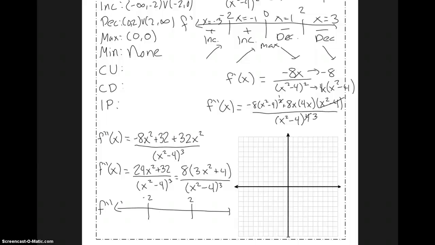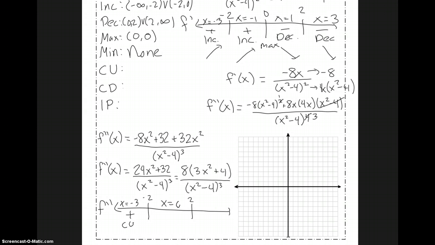So let's try negative 3. Plug in negative 3. Now this time I have x squared minus 4 in my denominator, and I'm cubing that. I'm not raising it to an even power, so that possibly could be a negative or positive number. So I really do have to pay attention as to what the denominator is. But the numerator, 8 times 3x squared plus 4, that's always going to be positive no matter what. So really this time I'm looking at the denominator. So if I plug in negative 3, I'm going to get 9 minus 4, which is 5. 5 cubed is a positive number, that's concave up.